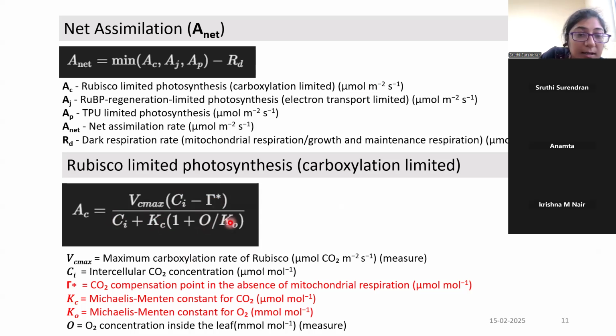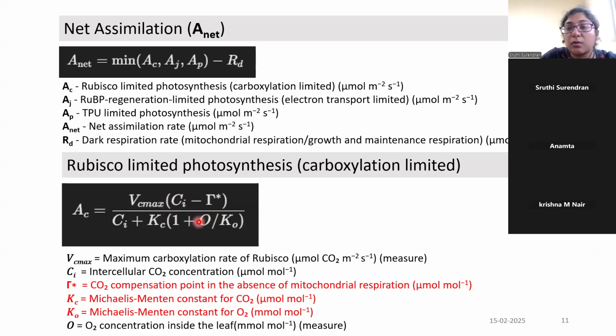So now, suppose we have the VC max value. Say we did some kind of measurement and we need the input. So for estimating this net photosynthesis, we need the value of VC max. We need the value of intercellular carbon dioxide. We need gamma star. We need Kc, oxygen, Ko. All of these values we need.